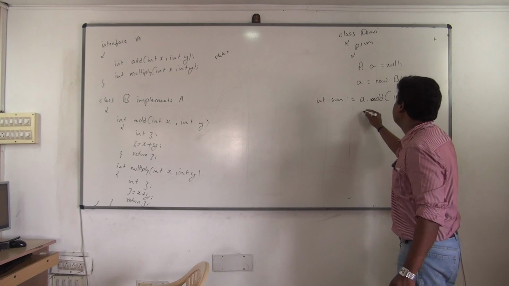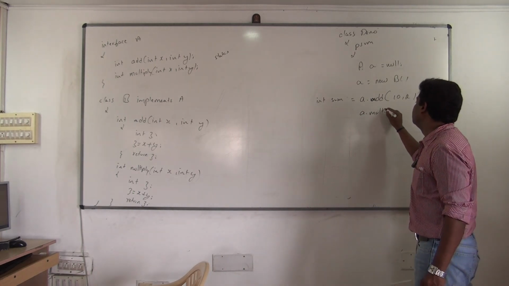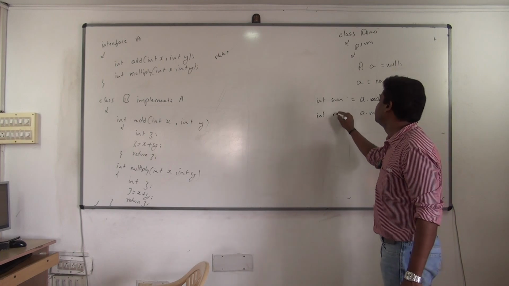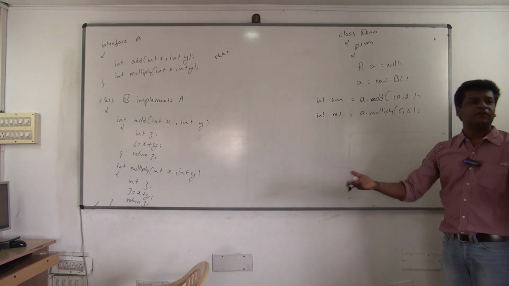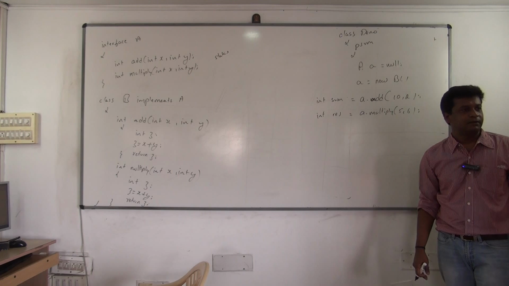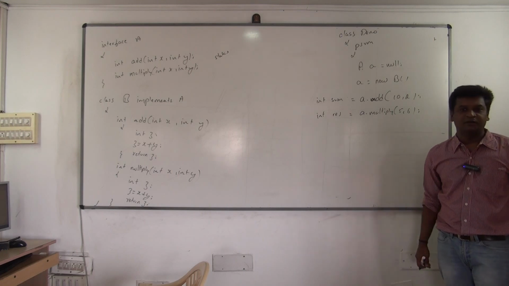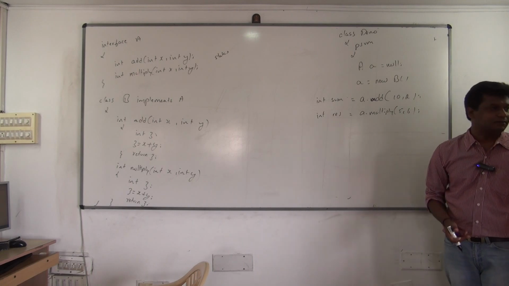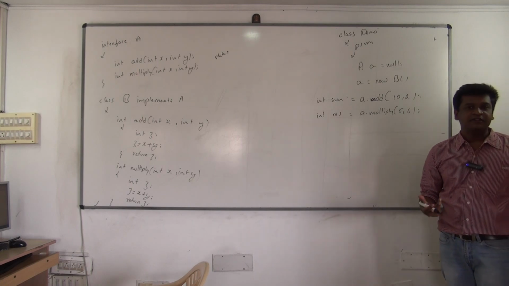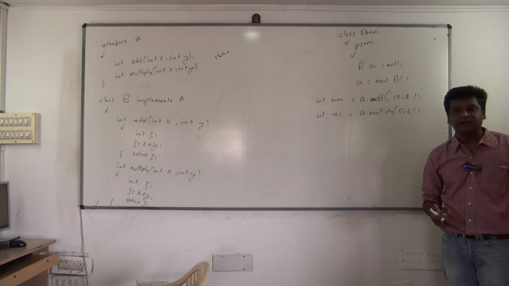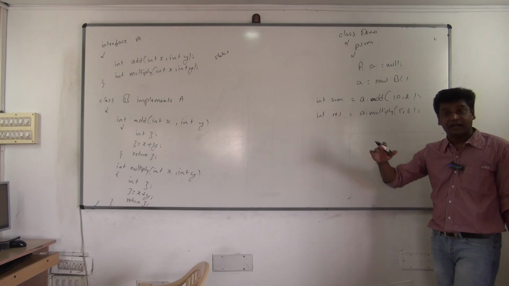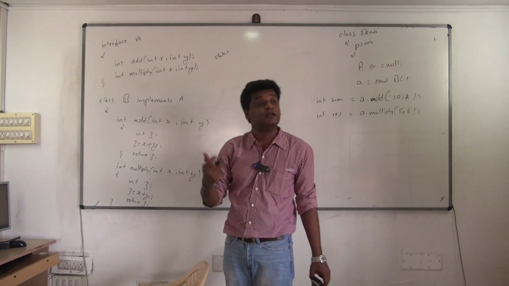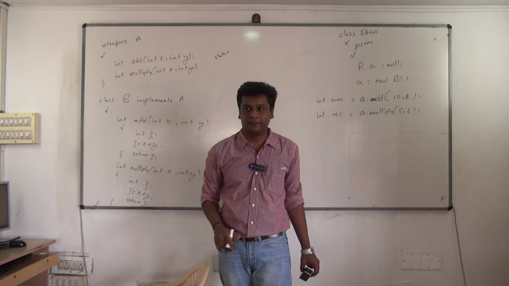Similarly, I will call which method? A dot multiply 5 and 6, so int result. I am very easily working with your object. I don't know how you have written the code, but still I am working with your code. So what is this now? Abstraction. Interface is helping me in achieving what? Abstraction. Getting it? It itself is an unclear data type, but it is helping you to achieve what? Abstraction. I can work with your code now.